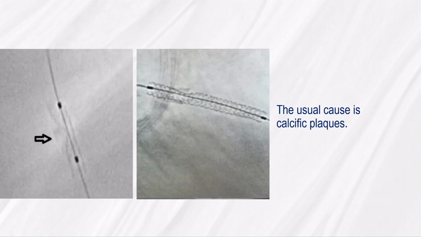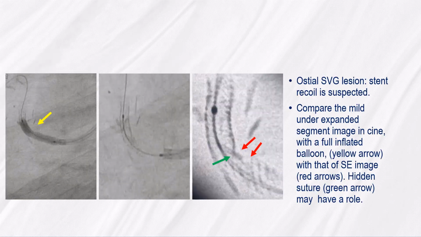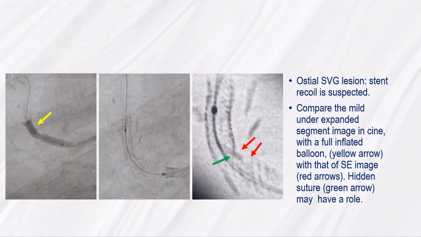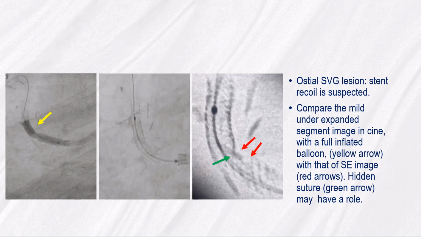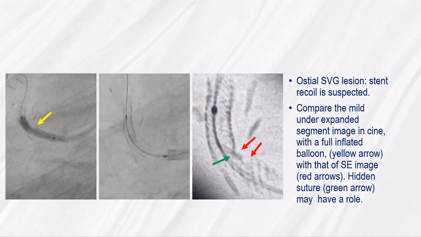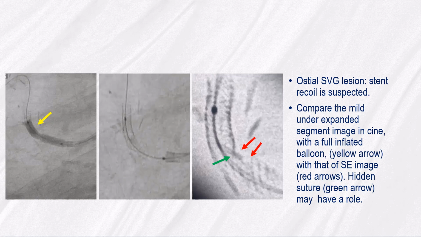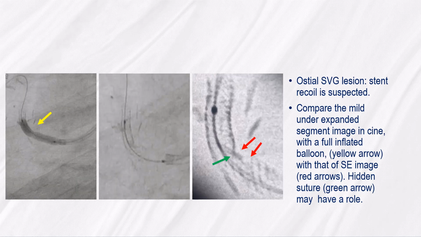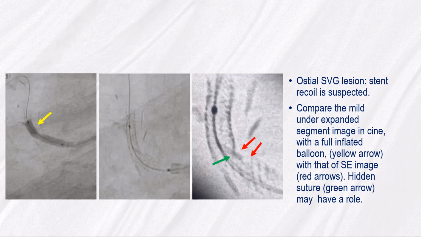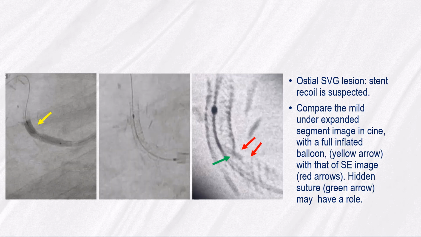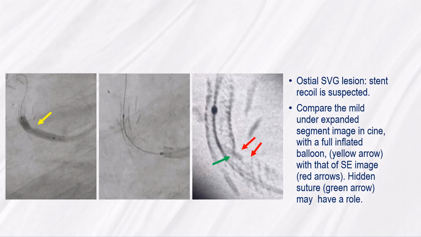The usual cause of underexpansion is calcific plaques. Stent recoil is suspected. Compare the mild underexpanded segment image in the cine with a fully inflated balloon, yellow arrow, with that of the stent enhancement image, red arrows. A hidden suture, green arrow, may also have a role.